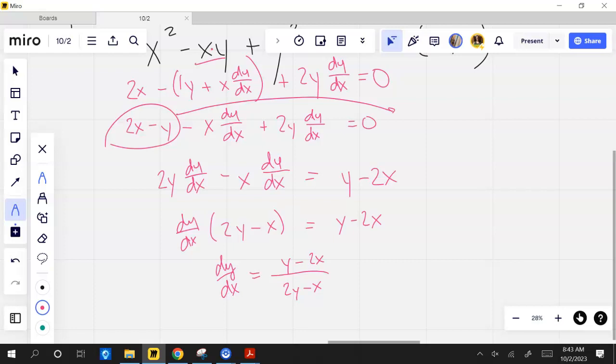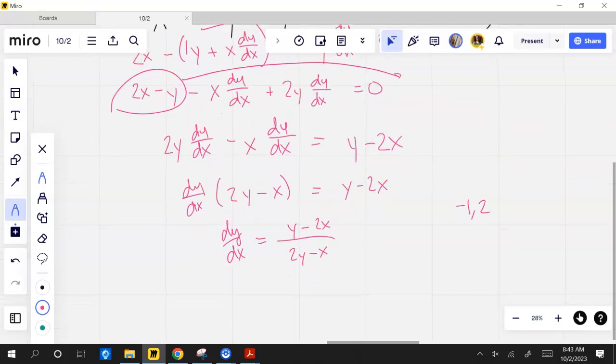So then they gave me a point. They said at the point negative 1, 2. So I'm going to plug into that equation. So 2 minus 2 times negative 1, over 2 times 2 minus negative 1. That should be 2 plus 2, so 4 over 5.